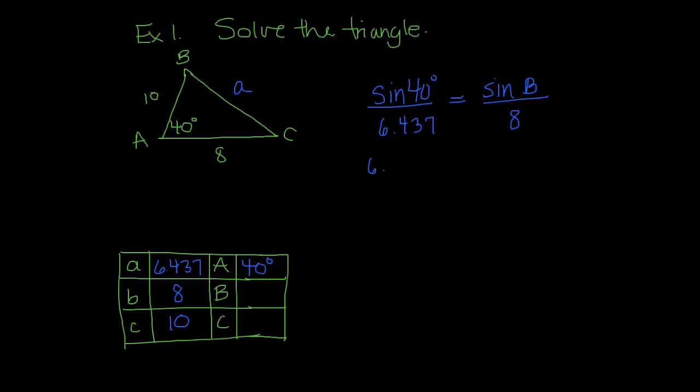So I get 6.437 times the sine of B equals 8 sine 40. Again, I'm not going to use my calculator until I absolutely have to. Let's divide both sides by the 6.437.